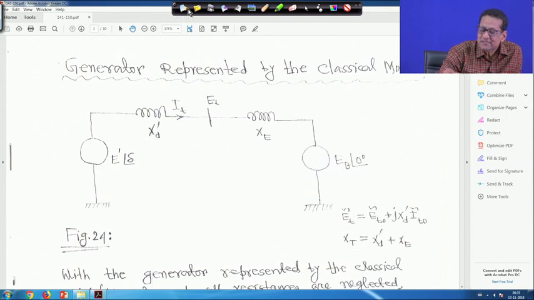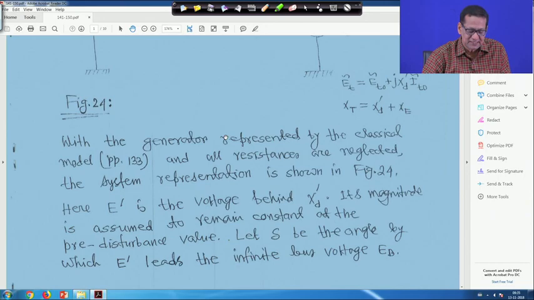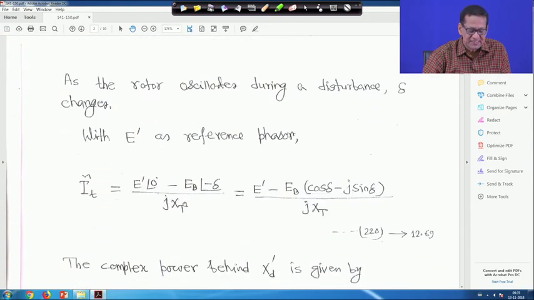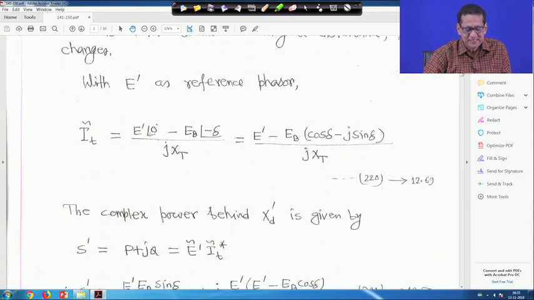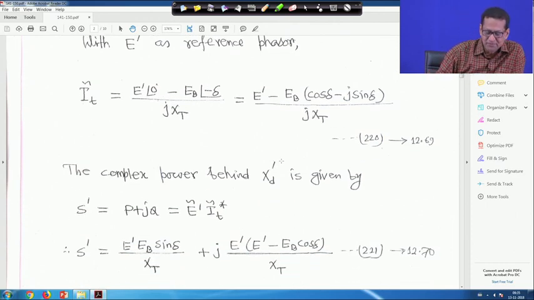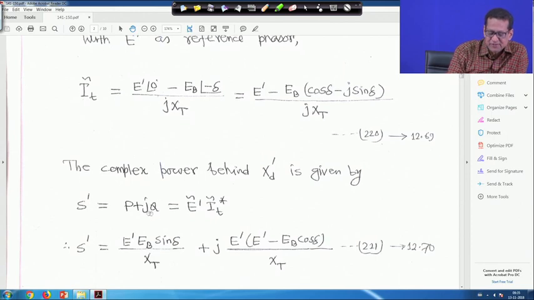So, that is why this equation is written like this: E dash angle 0 minus E b angle delta, this is actually minus E b cos delta minus j sin delta upon j x t. Now next, from that, the complex power behind x d dash is given by S dash, which is P plus j Q, equal to E dash tilde times I t conjugate.